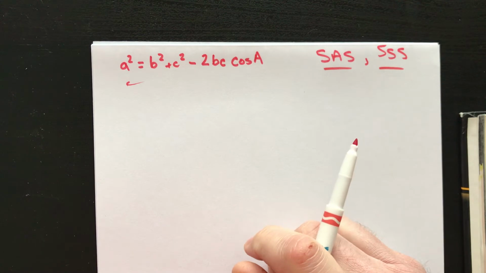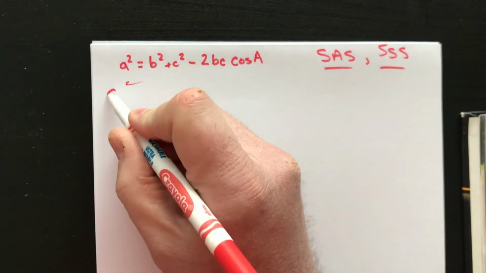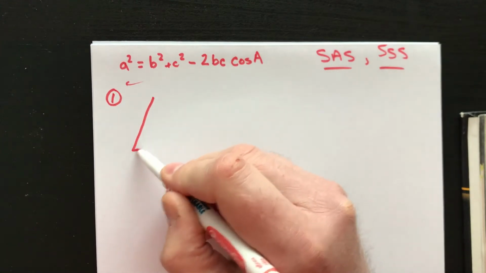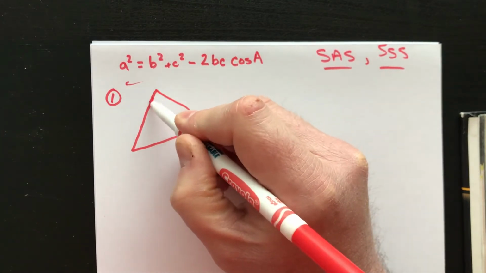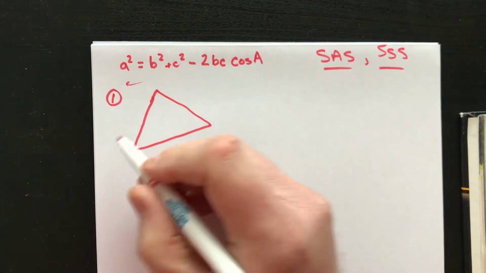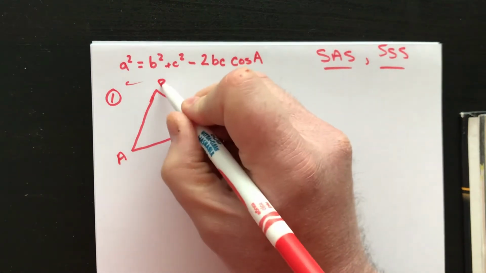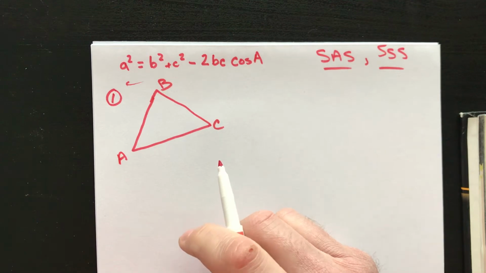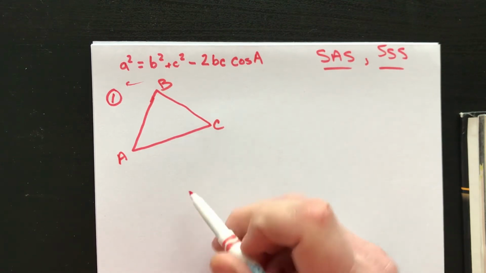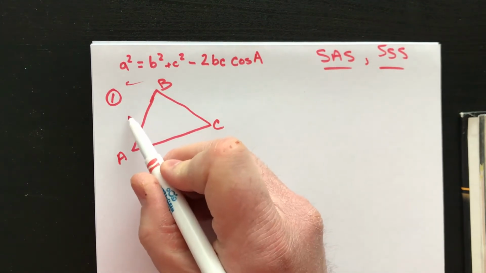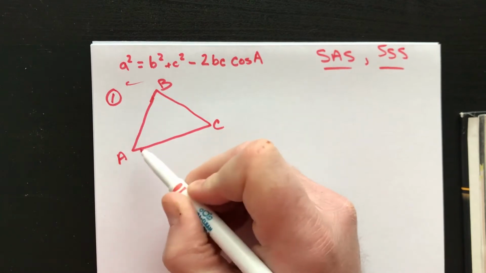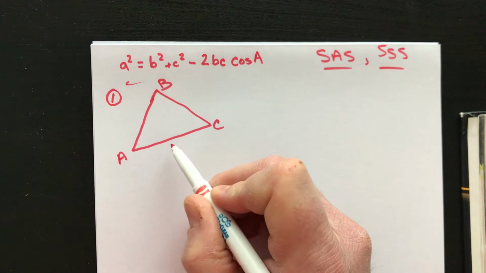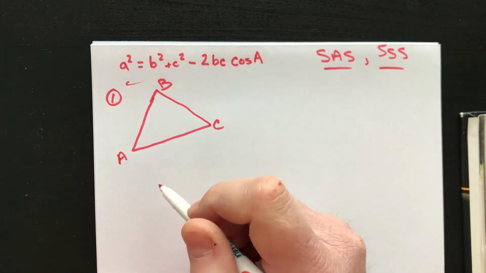The first problem that we're given, number one, is going to be SAS, and I'll show you. They say triangle ABC, so I'm just going to draw some arbitrary triangle. I'm going to label it A, B, C. Notice I'm using capital letters, and the lowercase letters would always be opposite. So this would be lowercase c over here. Opposite A, this would be lowercase a right here. Lowercase b would go here.